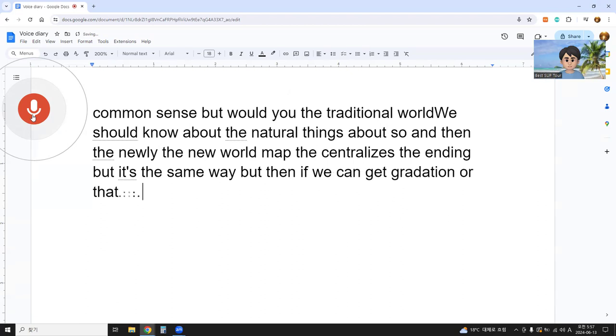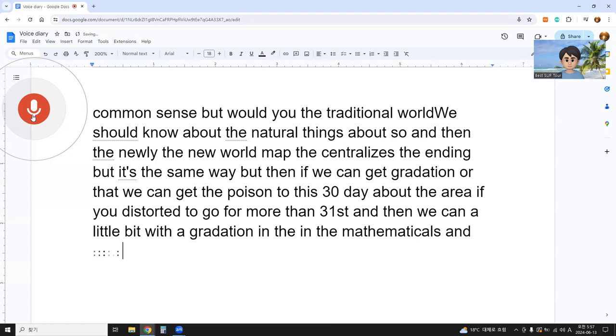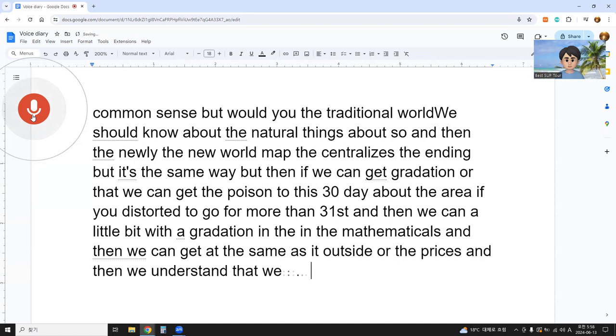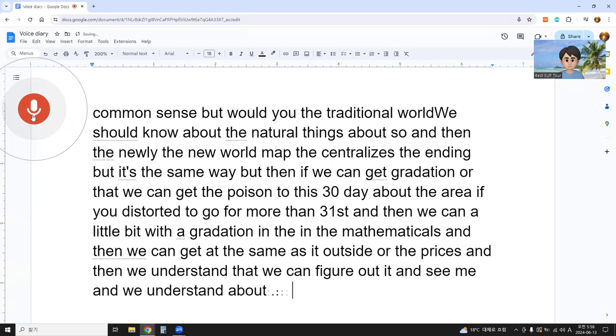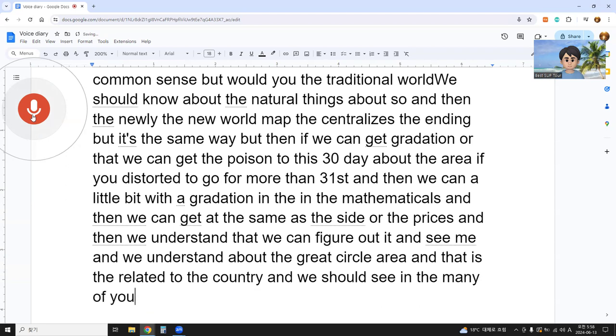If we distort by more than 30%, then we can, with the gradation in the mathematics, get the same size of the places, and then we understand and can figure out the great circle area that is related to the country. You know, we should see many views of this place.